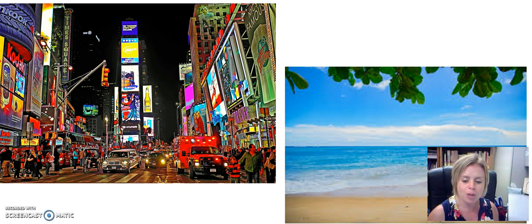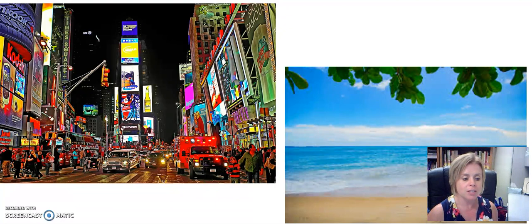Whereas the picture on the right is a bit more calming. I imagine that if you look at the picture of the beach scene, you may feel a sense of calm, whereas you may feel some stress or anxiety looking at the left picture. When we think about the environments in which our children spend their day and then their after school time, we really want them to be more calming, more of a beach scene than a Times Square scene.